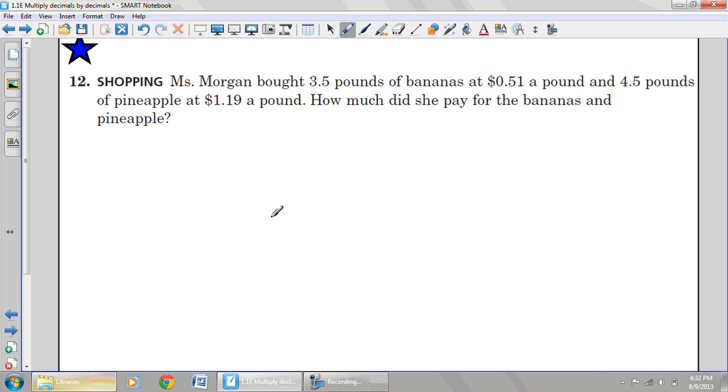Pause the video, read the question, understand the question, underline the keywords, and then start the video again. Okay, let's start. So Miss Morgan is buying bananas and pineapples. Let's put them as two columns. She is buying 3.5 pounds of bananas at 51 cents a pound. So 1 pound is 51 cents and she is buying 3.5 pounds of those. That basically means it's going to be 0.51 times 3.5.